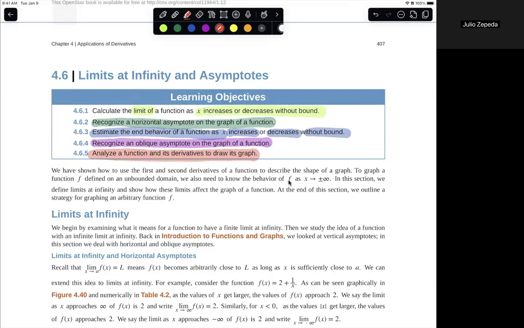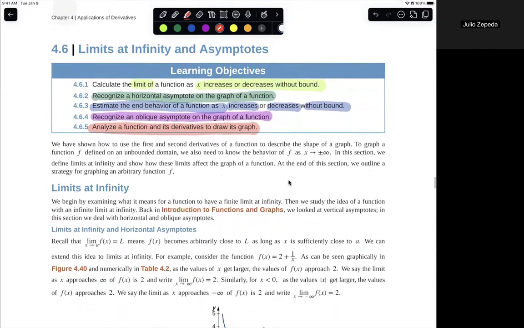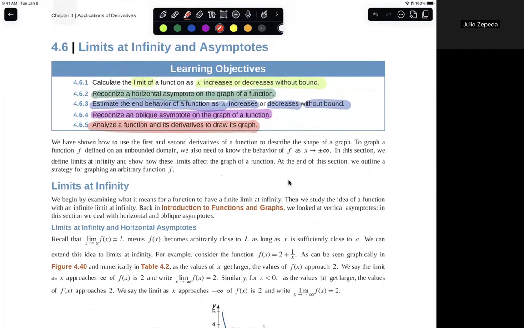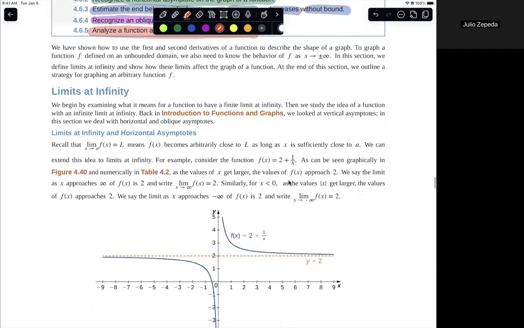That last learning objective essentially puts everything together from sections 4.6, 4.5, 4.3, a lot of the knowledge, even stuff that you learned in previous classes, to be able to draw a very accurate graph of a function. Okay, so let's jump into this, and let's take a look at any important definitions and theorems that we should know for this section.